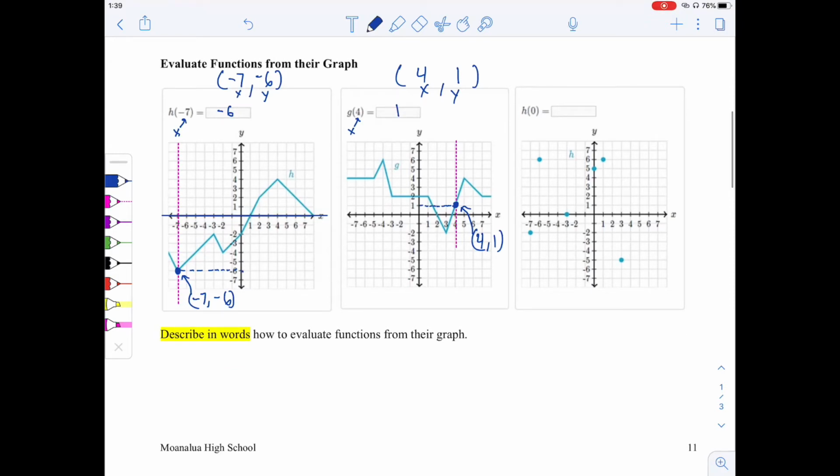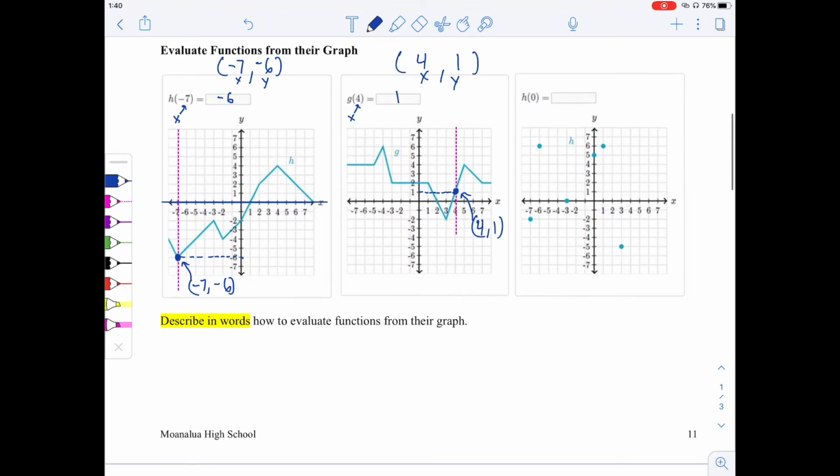Then at h of 0, you guys can do that one. Find out when x is 0, what is the y, and that will be your answer. Describe in words how to evaluate functions from their graph. Just look at it, right?